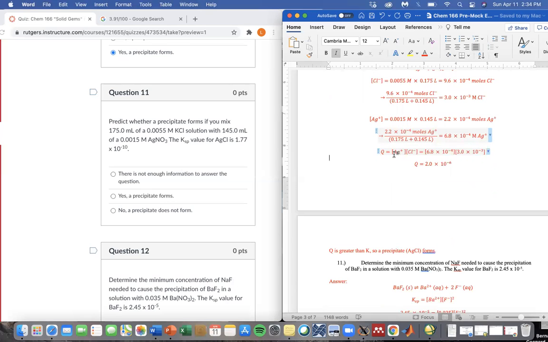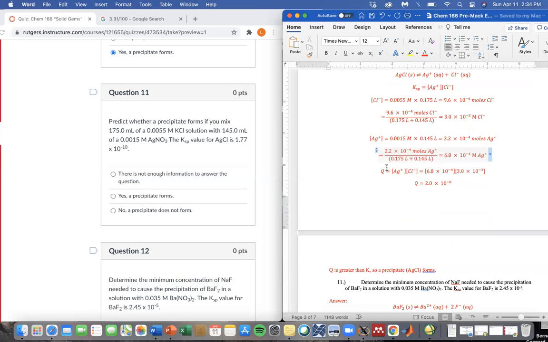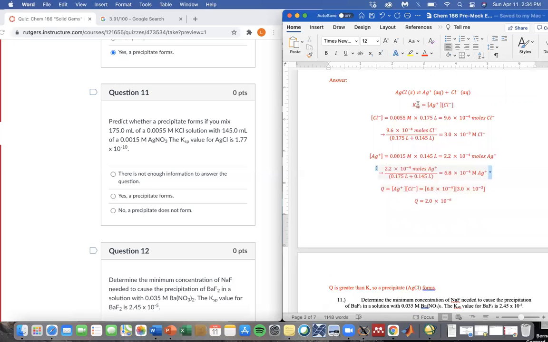In order to figure out your Q value, just like we did last time, if you remember, your K is just a special case of Q when it's at equilibrium. So your Q is used to see whether or not you're at equilibrium, or if you're going to be shifting more towards the reactants or more towards the products. You just multiply these new concentrations: 6.8 times 10 to the negative fourth times 3.0 times 10 to the negative third. And you get a Q value of 2.0 times 10 to the negative sixth.